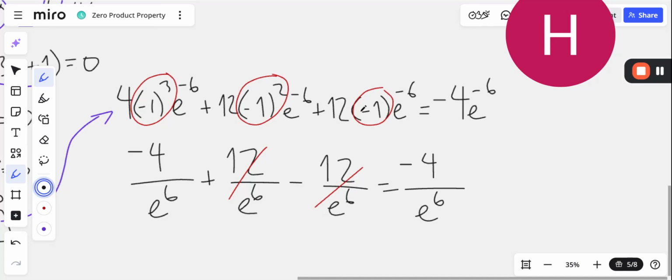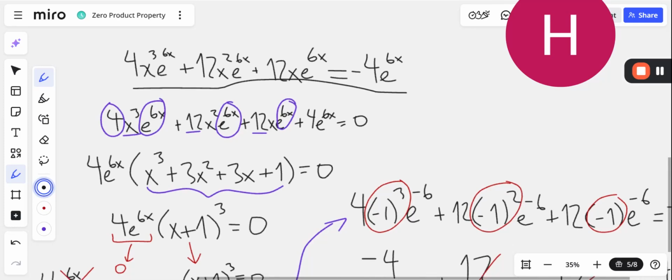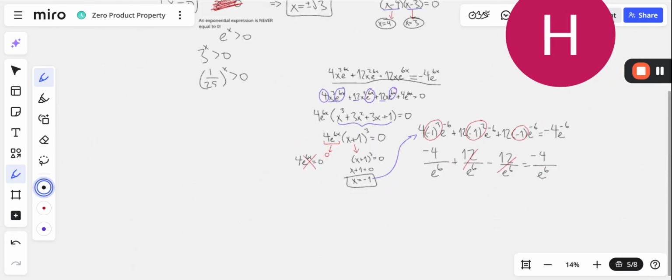Okay, so checking your answers is always a great idea. Plug it into the original equation and make sure that your solution is valid, making sure that it preserves the equality. Basically, it works on both sides. Okay, that's just a brief rundown on the zero product property.